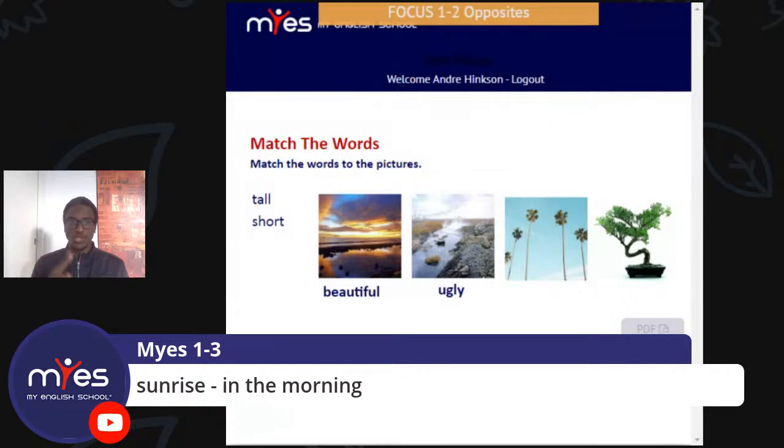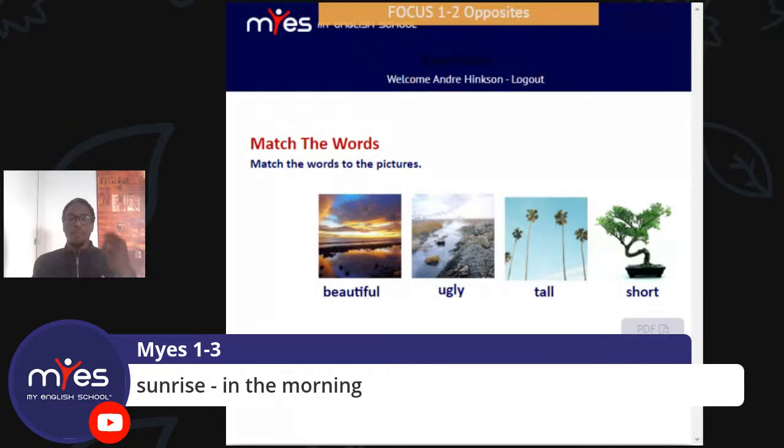So we have two options, tall or short. In my opinion, these palm trees are tall, very, very tall. They've been growing for many years. Which means picture four, which is the opposite of tall, is short.